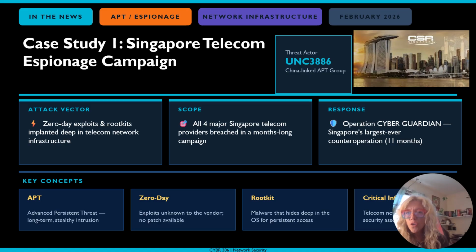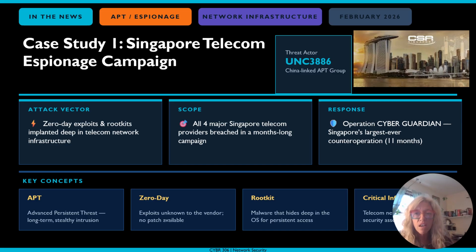All right, so in the news, February 2026, the Singapore Telecom espionage campaign. This is a real attack that happened just a few months ago, and it ties directly into what we've been studying. So in February 2026, Singapore's cybersecurity agency went public with something that had been unfolding for nearly a year. It was a sophisticated espionage operation that quietly compromised every single major telecommunications provider in the country.